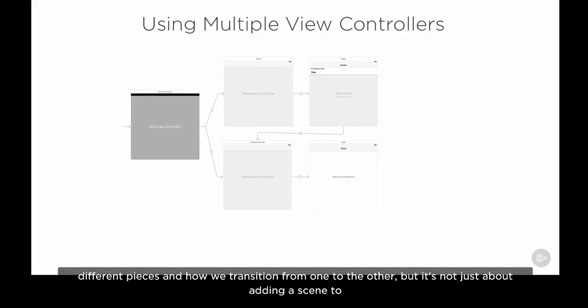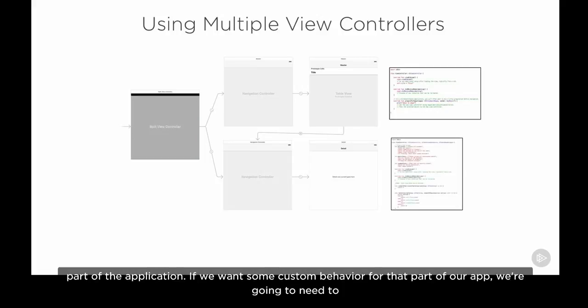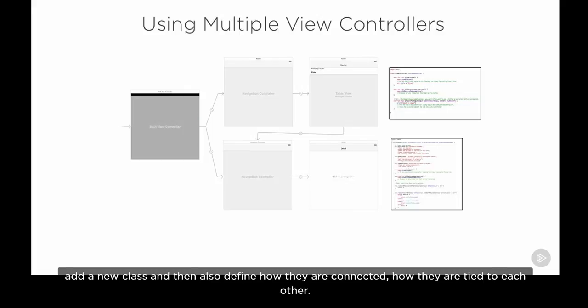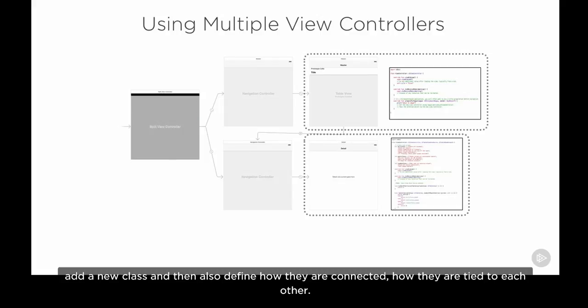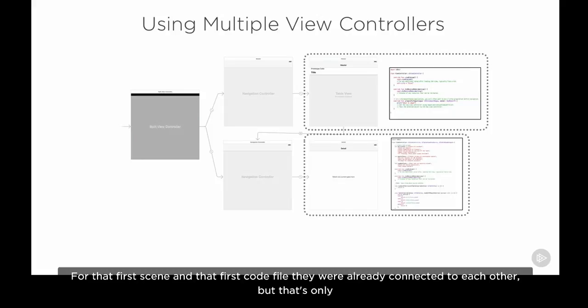But it's not just about adding a scene to the storyboard. We also need to add the corresponding Swift code file, the controller code for each new part of the application. If we want some custom behavior for that part of our app, we're going to need to add a new class and then also define how they are connected, how they are tied to each other. Now, when we created a new project, these things were already there. For that first scene and that first code file, they were already connected to each other. But that's only for the first one.